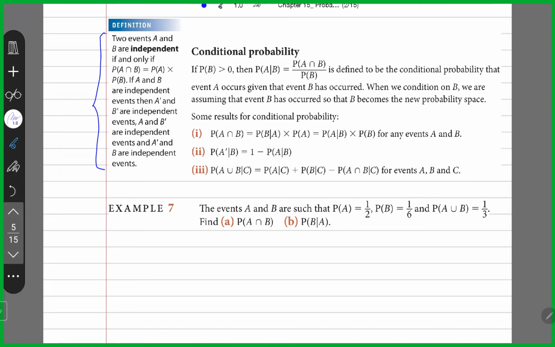The probability of A union B condition C is equal to the probability of A condition C plus the probability of B condition C minus the probability of A intersect B condition C, for events A, B, and C. It's all good if you could determine these results on your own without trying to swat them. And that's something you have to do on your own.